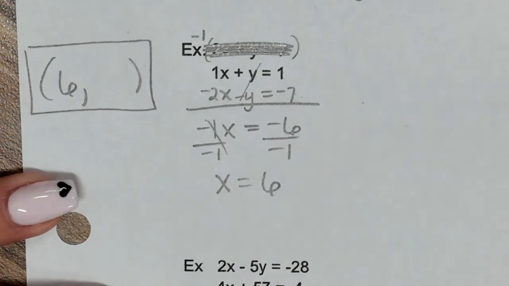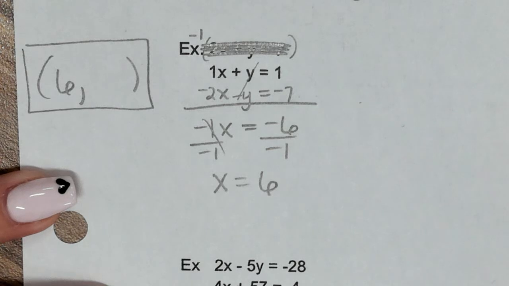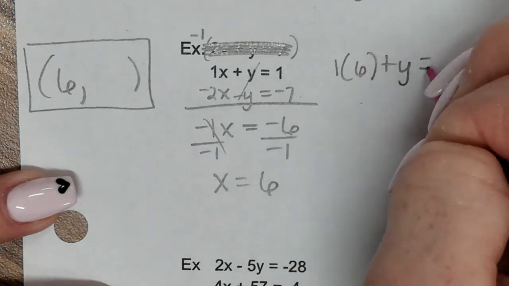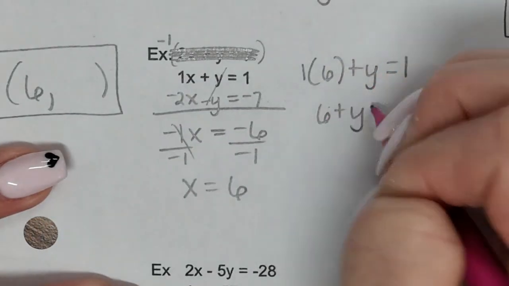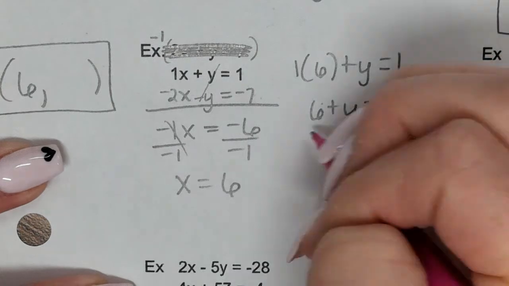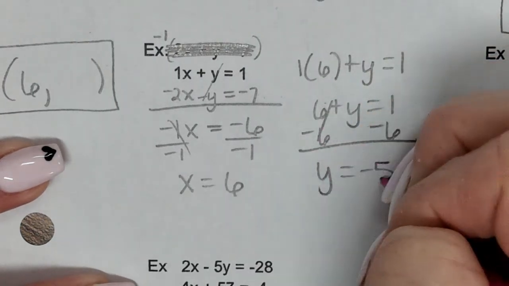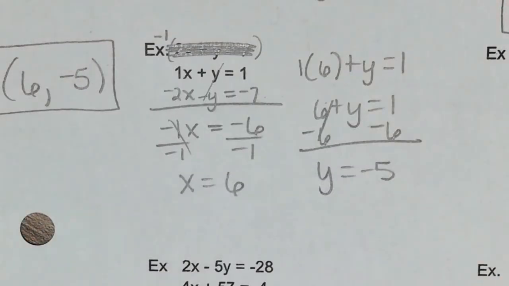All right. Now I'm going to plug this 6 back in. Which equation do you think will be easiest? So 1 times 6 plus y equals 1. So 6 plus y equals 1. Subtract 6, and you get y equals negative 5. And there's my answer. And yes, I could check it by plugging those back in. What do y'all think? Super easy? All right, let's do another one.